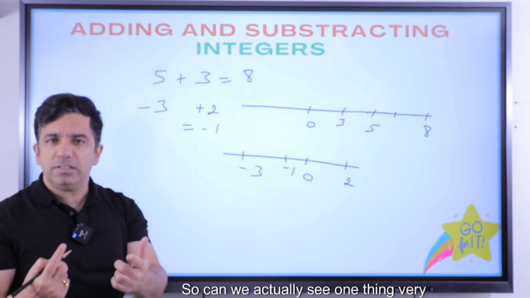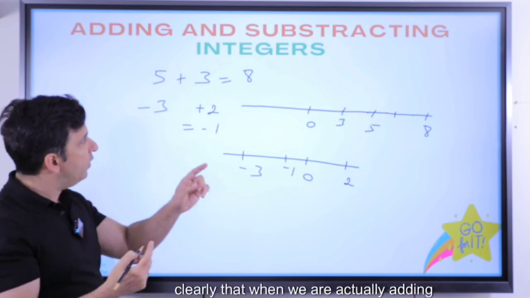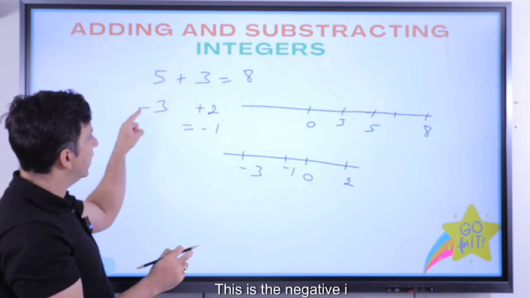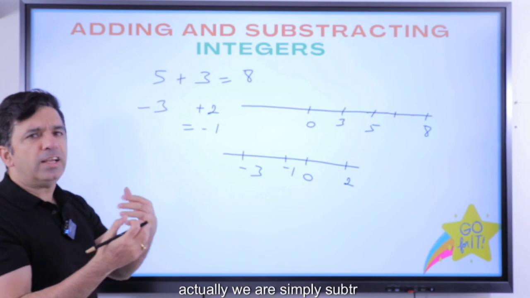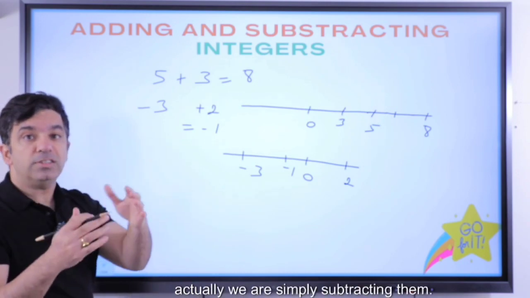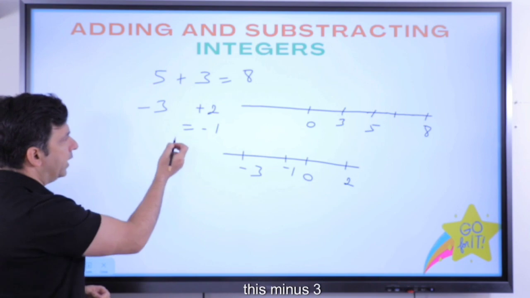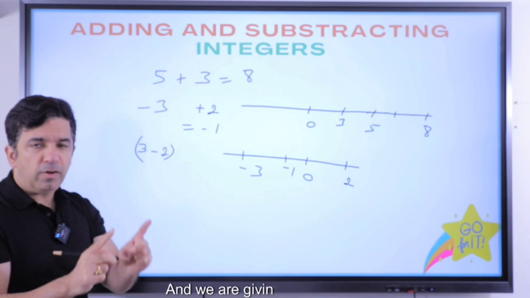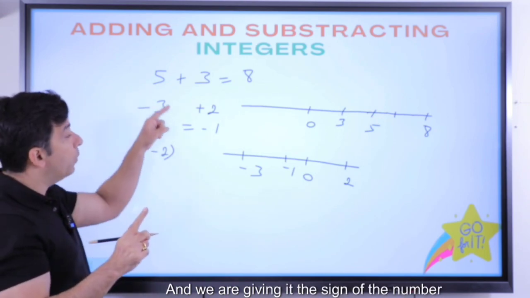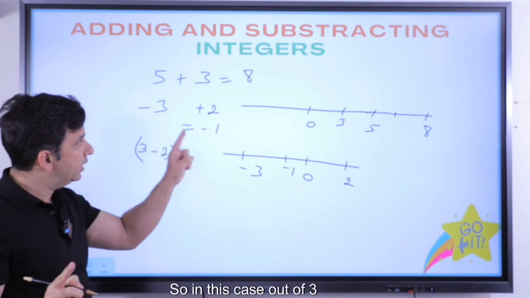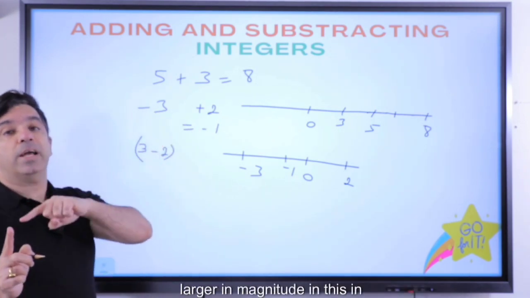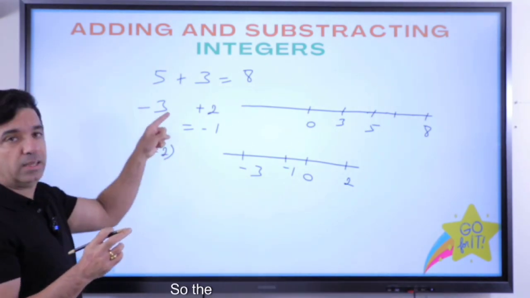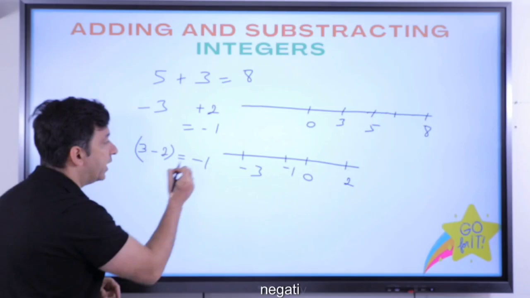So can we see one thing very clearly, that when we are adding one negative and one positive integer, in this case this is the negative integer and this is the positive integer, then actually we are simply subtracting them. This minus 3 plus 2 can be thought of as simply 3 minus 2, and we are giving it the sign of the number which is larger in magnitude. So in this case, out of 3 and 2, which is larger in magnitude? The larger in magnitude one is actually 3, but this is a negative 3. So the answer is actually 1, but this is a negative 1.